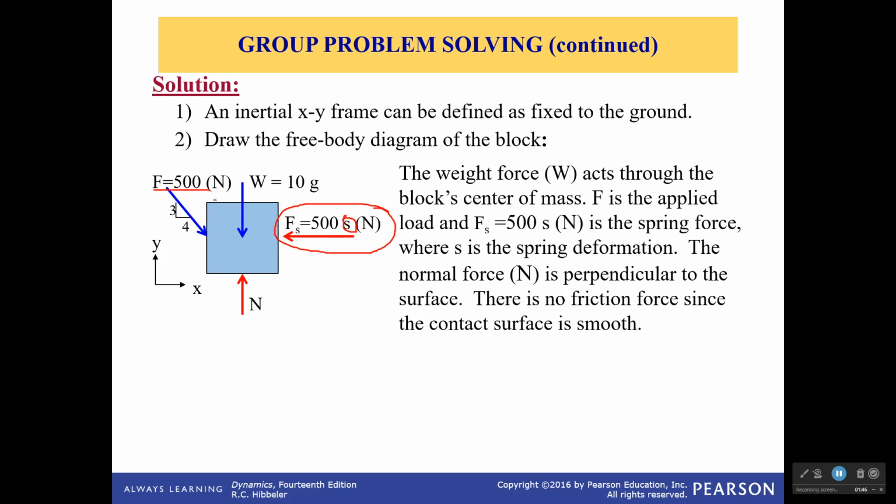We have our 500 Newton force right here. We have the weight, which is equal to its mass times gravity. We have some normal force, which we don't know yet. Now there's no frictional force, which would normally be shown something like this, because it said it was a smooth surface. A smooth surface. Now that's not too bad.